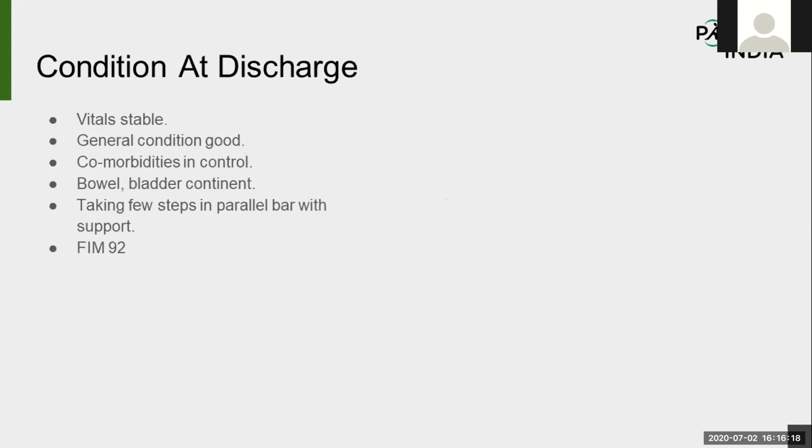Conditional discharge, her vitals were stable, general condition was good. Comorbidities like hypertension and diabetes were under control. Bowel and bladder were continent. She was taking few steps in the parallel bar with support. Her FIM score was 92.